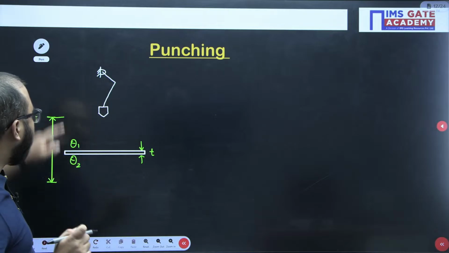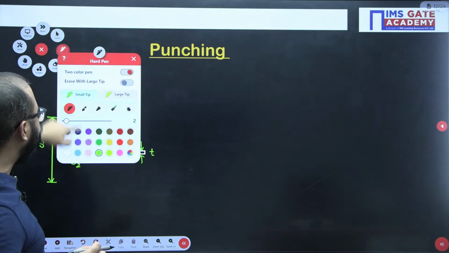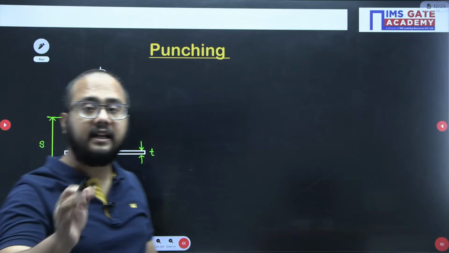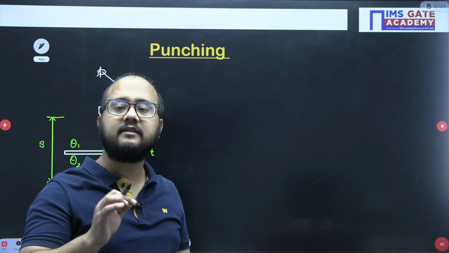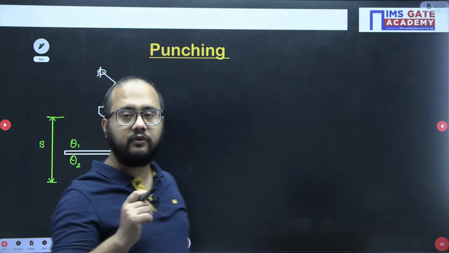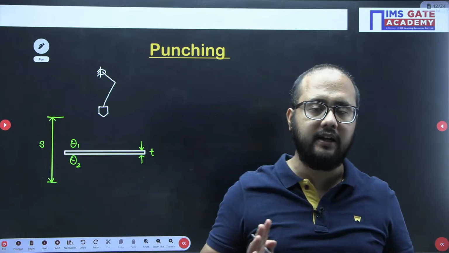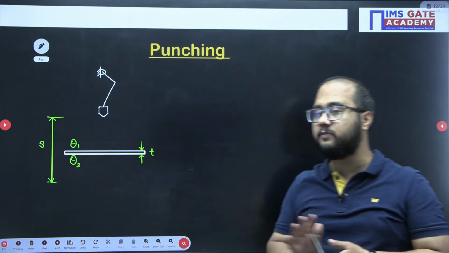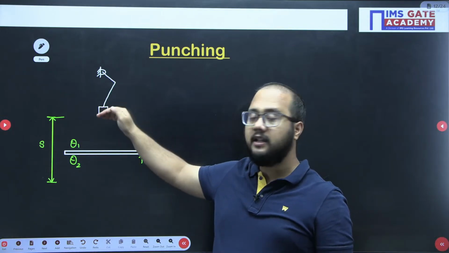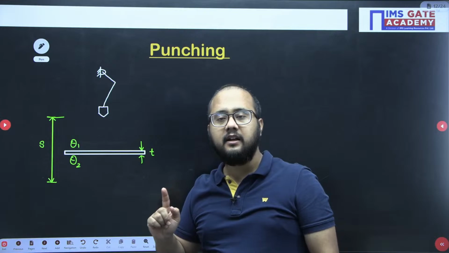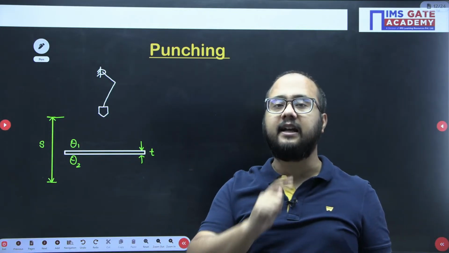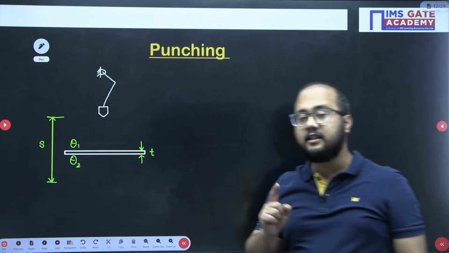Now, a very important point: the total punching operation will be completed in some time. That time is known as cycle time. Cycle time is the time required to cut one hole, to punch one hole. Please understand this point. Starting from here, coming to this position, then returning back: this is one complete cycle. So in order to punch one hole, whatever time is required is called cycle time.